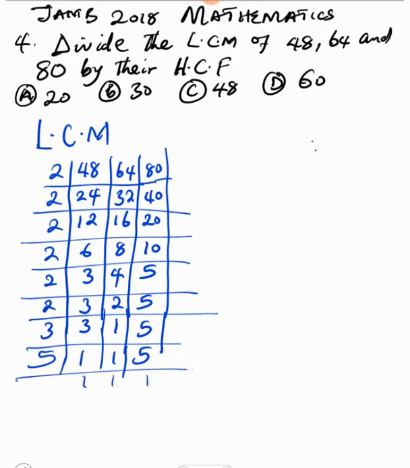So the LCM will be equal to 2 times 2 times 2 times 2 times 2 times 2. That is 1, 2, 3, 4, 5, 6. 2 raised to the power of 6 times 3 times 5. 2 raised to the power of 6 is equal to 64, times 3 times 5 will give us 960. That is the LCM.